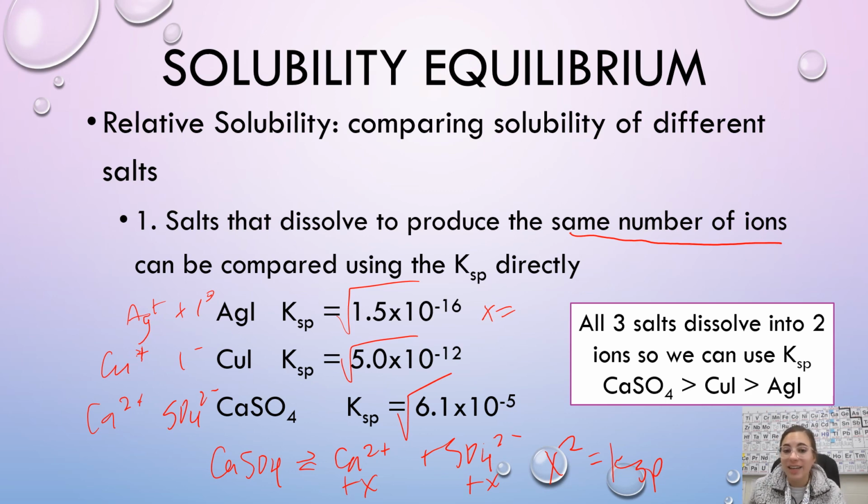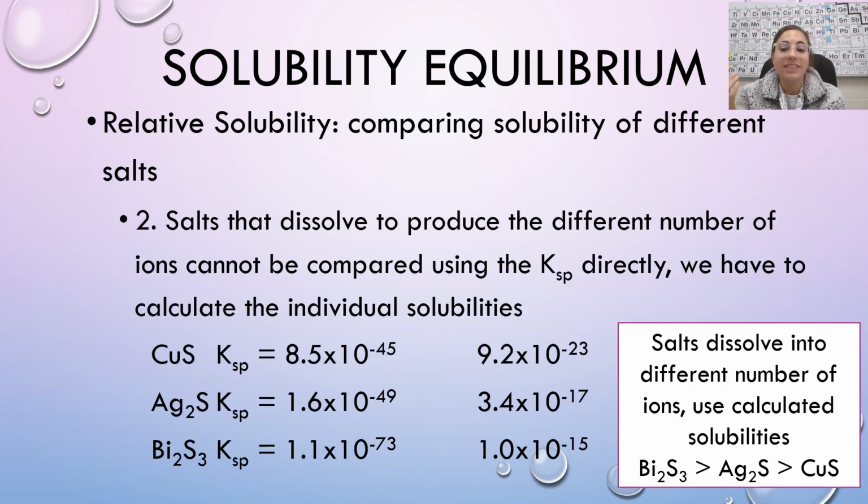That's just an extra step, because the square root of 1.5 times 10 to the negative 16 is still going to be less than the square root of 5 times 10 to the negative 12, which is going to be less than the square root of 6.1 times 10 to the negative 5. So for this one, calcium sulfate is the most soluble, this is the middle, and this is the least soluble.